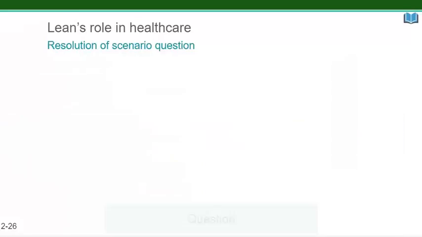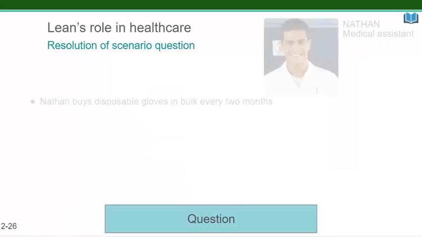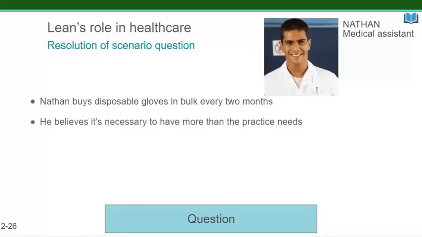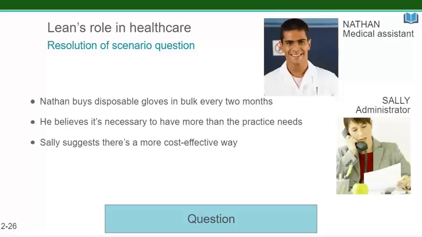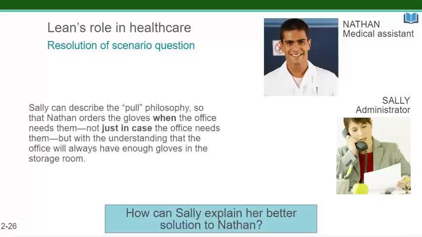Now let's return to the problem that we raised at the beginning of this lesson. As you recall, Nathan normally buys disposable medical gloves in bulk every 2 months, even when there's a few weeks' supply in the storage room. Sally, Nathan's supervisor, suggests that there is a more cost-effective way to make these purchases. The question was, how can Sally explain her better solution to Nathan? The answer is, Sally can describe the pull philosophy, so that Nathan orders the gloves when the office needs them, not just in case the office needs them, but with the understanding that the office will always have enough gloves in the storage room.